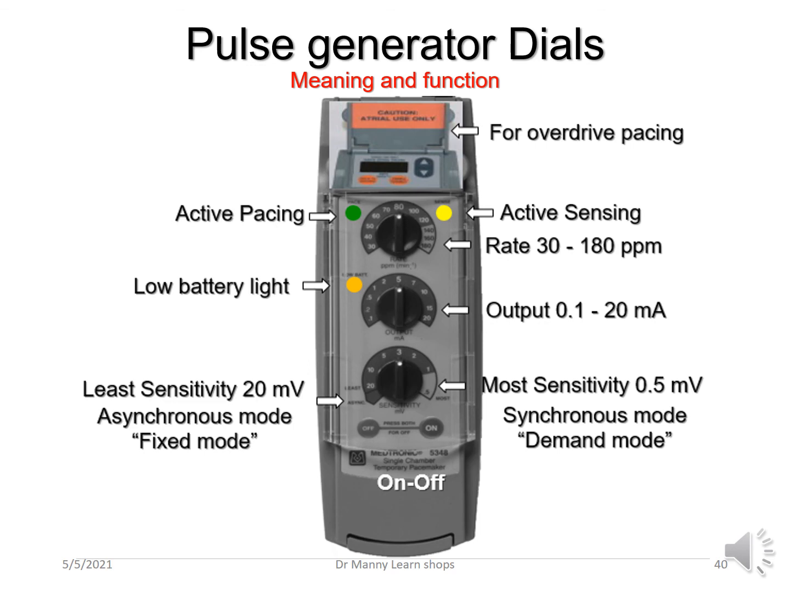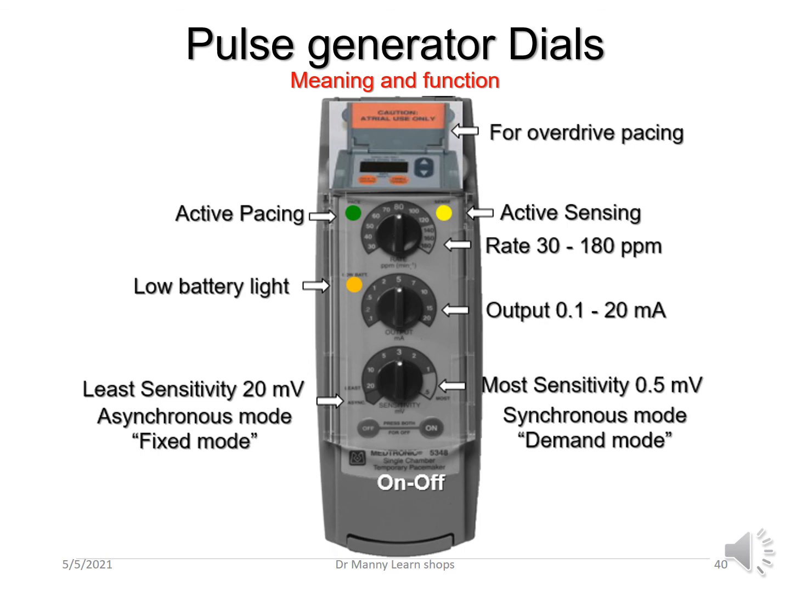So you have the heart rate, or the pacemaker rate in pulsations per minute. You have the output, which delivers the electrical current, either at a low strength or a high strength. And you have the sensitivity dial, which makes the pacemaker aware of the patient's inherent heartbeat if required.